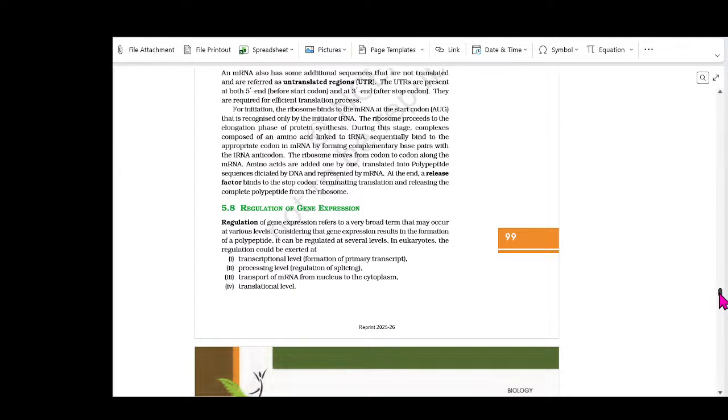I am moving to the next topic, that is 5.8 from your NCERT, regulation of gene expression. Regulation of gene expression refers to a very broad term that may occur at various levels. Considering that gene expression results in the formation of a polypeptide, it can be regulated at several levels. In eukaryotes, the regulation could be exerted at the transcriptional level, processing level, transport of messenger RNA from nucleus to cytoplasm, or at the translational level.